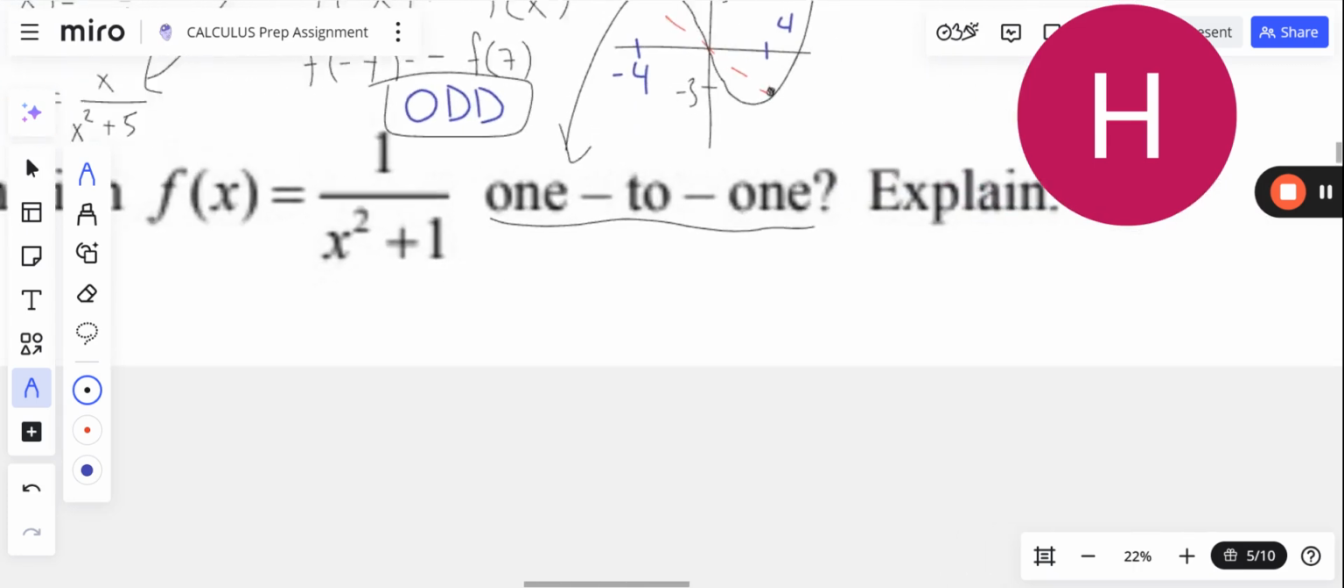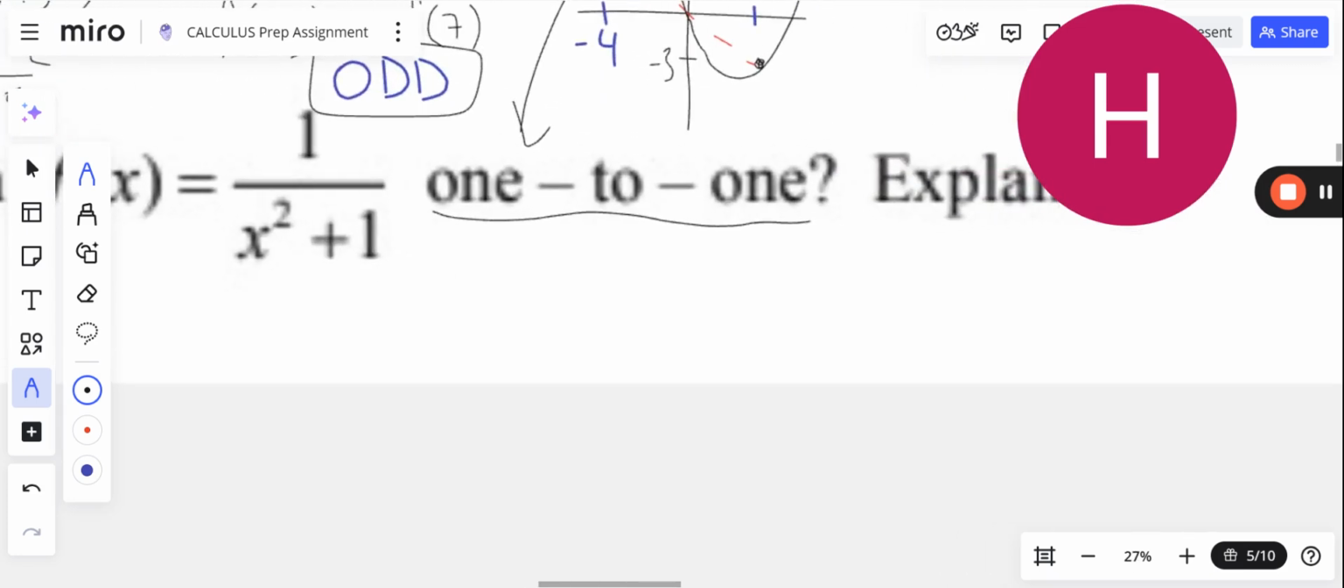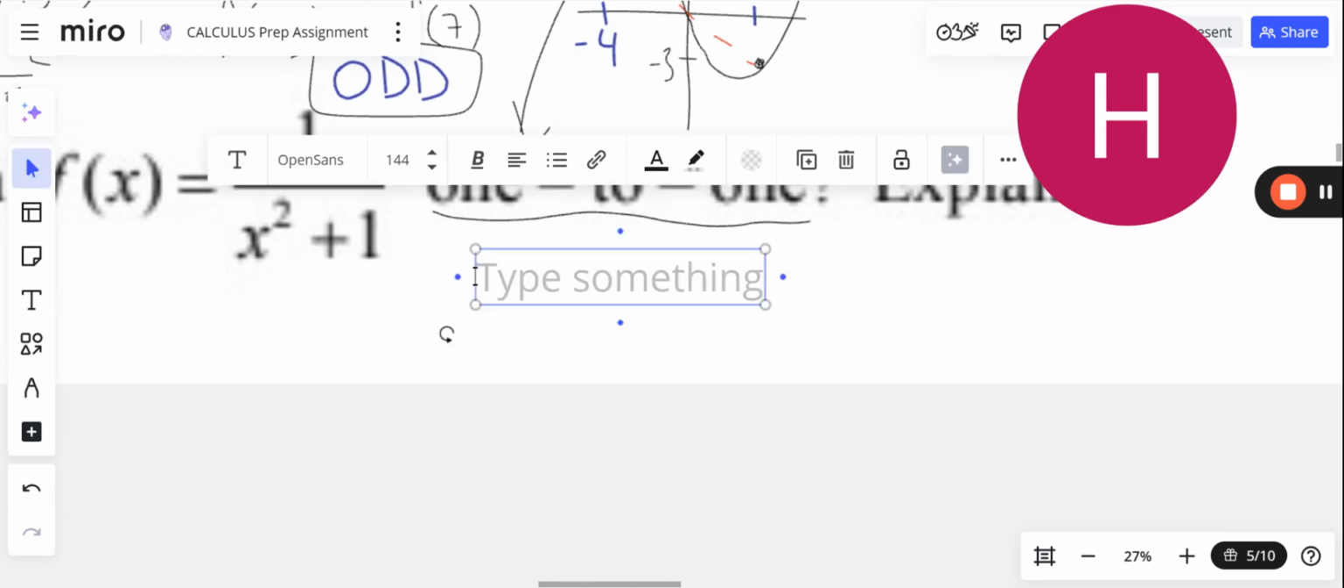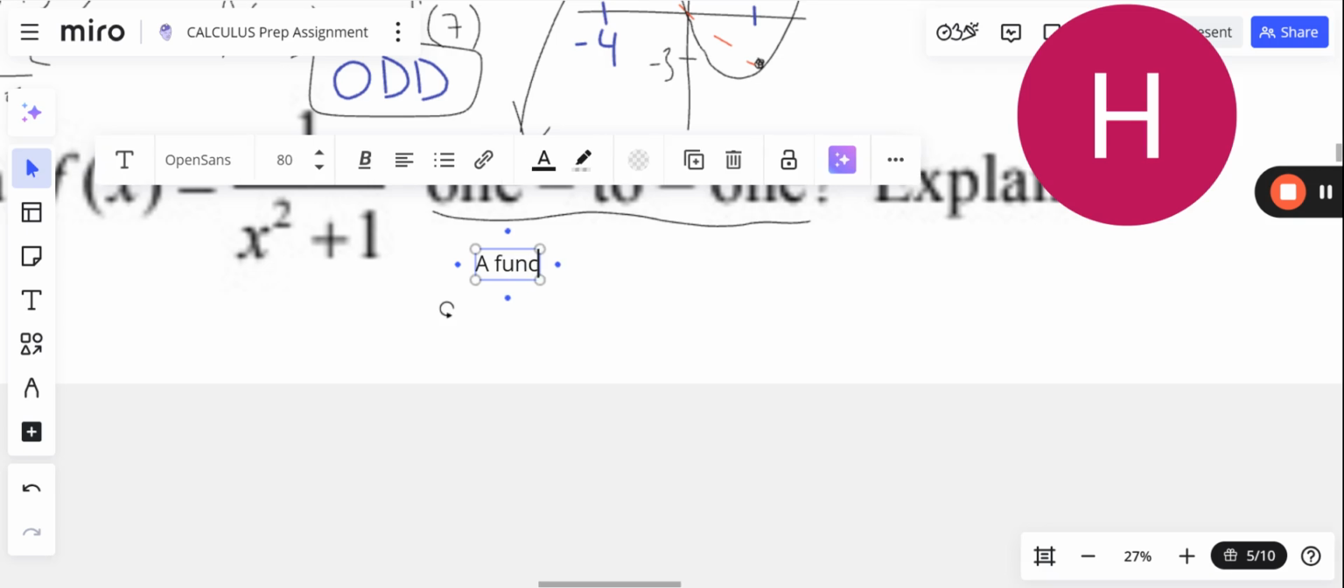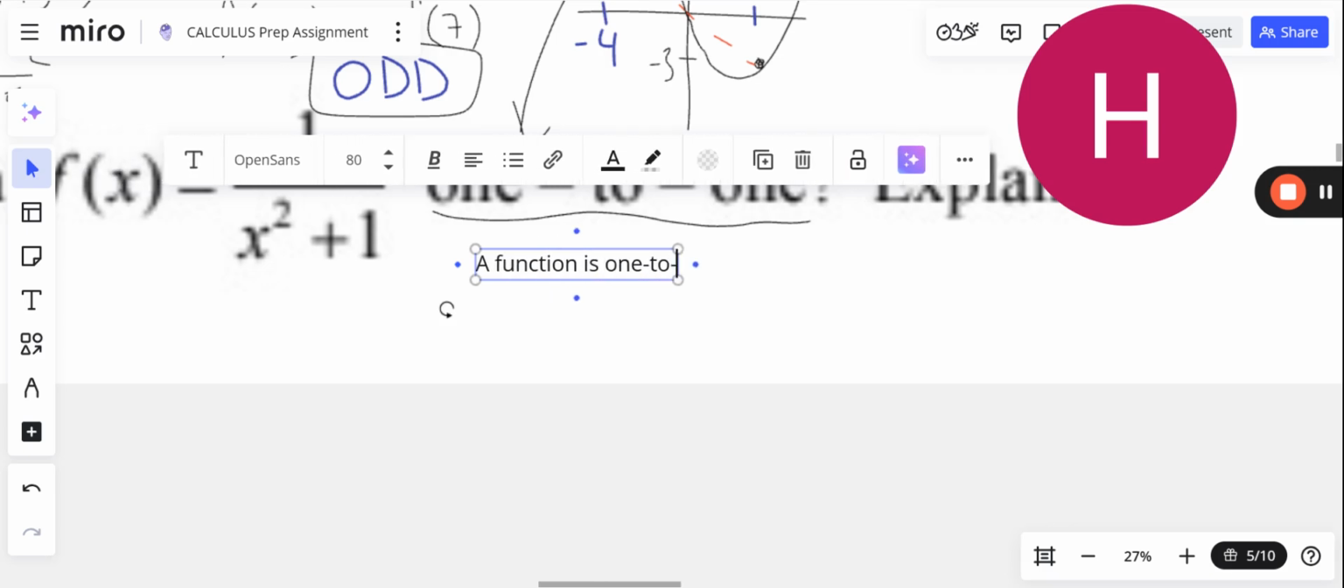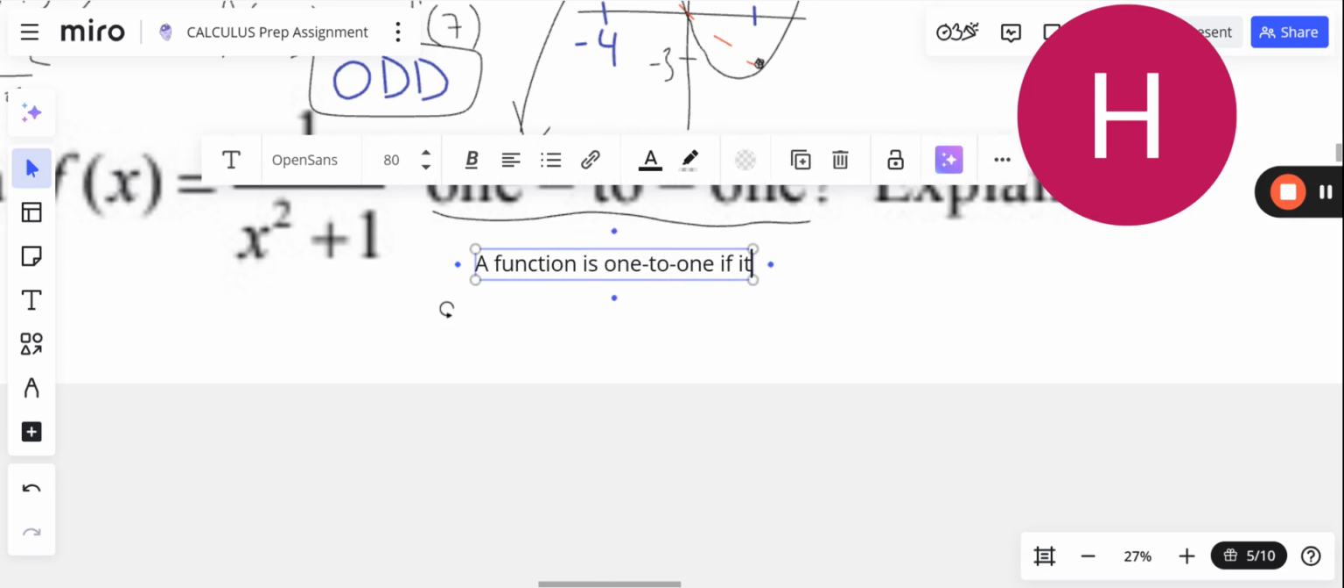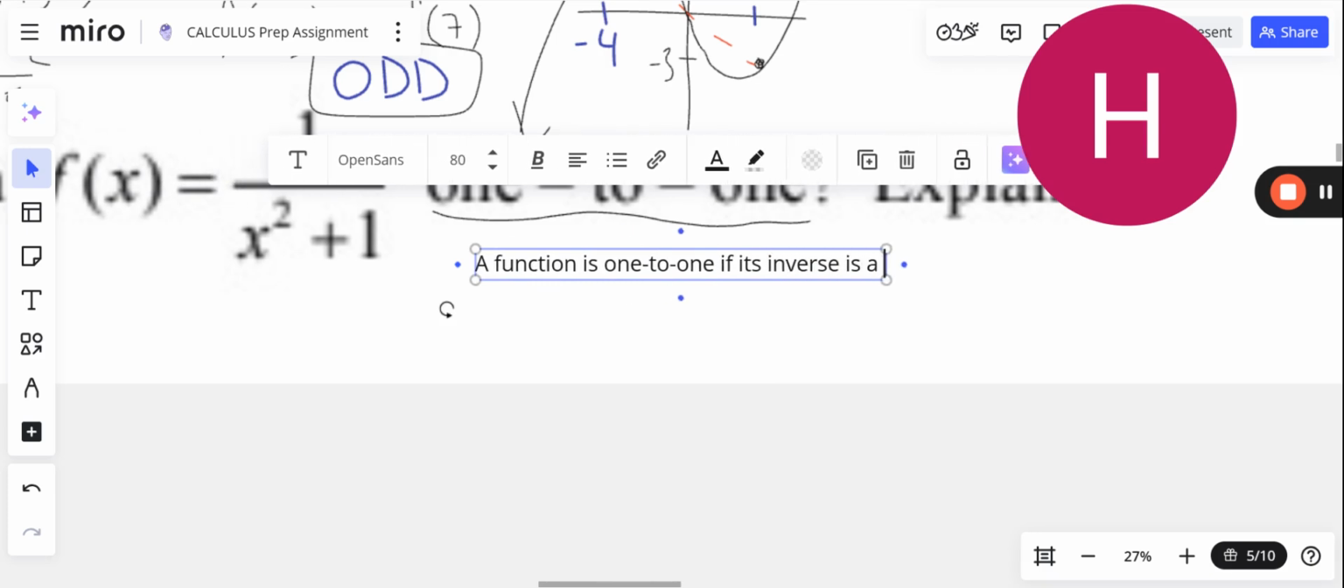But I'm digressing. Let's go on to this next function, which again wants us to find an inverse, but it uses a different phrasing. It asks if the function is 1-to-1. So let's just break down what 1-to-1 means. First, we'll say a function is 1-to-1 if its inverse is a function. That's an easy way to write it.